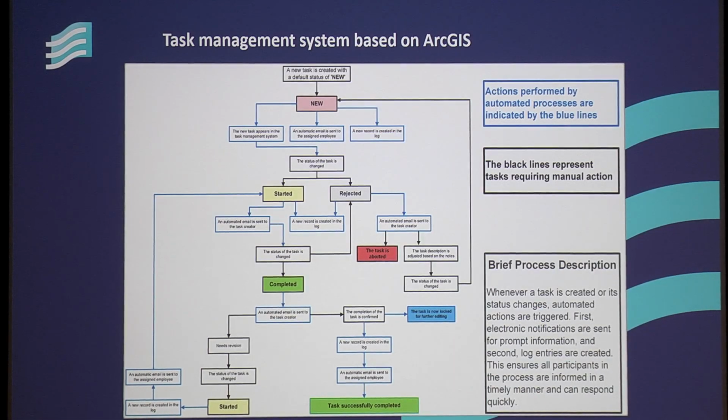As I mentioned, it is important to have a workflow diagram. This diagram shows how our task system works. To make it clear, I use two colors. Blue boxes are for automated processes and black boxes are for manual actions. When you first look at this diagram, it seems balanced, about the same number of blue and black steps.